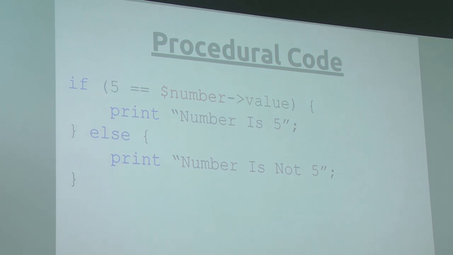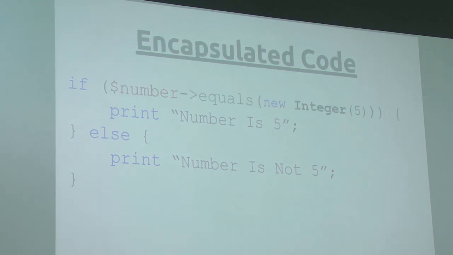Object-oriented code, we want to tell that object, compare yourself to 5. So instead of getting 5, we say number equals, and then pass it an integer representing 5, and let that object determine how to do equality. And the reason is, if you've ever tried to implement a fixed point decimal, it is a nightmare. It is an absolute nightmare.